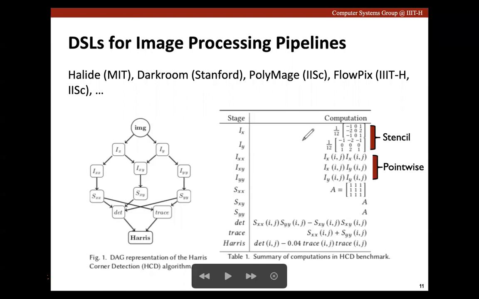So you can see IXY takes IX and IY, so just pay attention here. And SXX, SXY, SYY are all stencil stages. Determinant and trace are pointwise stages. Harris is again a pointwise stage. So this whole HCD pipeline consists of some stencil stages and some pointwise stages. I hope you're all with me on this DAG.